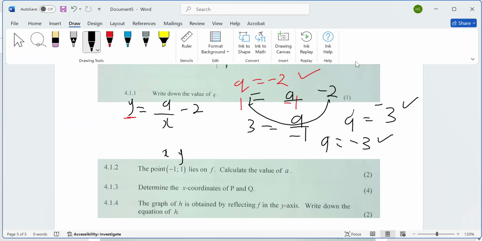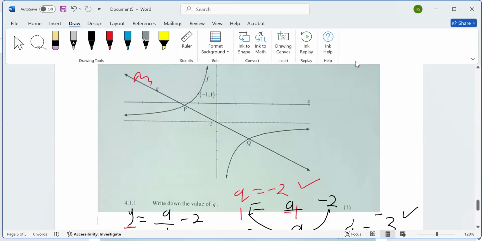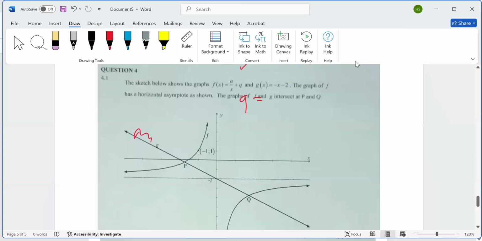Next, determine the x coordinates of P and Q. Let's check what is happening at P and Q. There's a point of intersection. Who is intersecting with who? We have g, which is intersecting with f. But remember, we already know the equation of f. We can tell them that y is equal to a, which we got as -3, all over x minus 2.